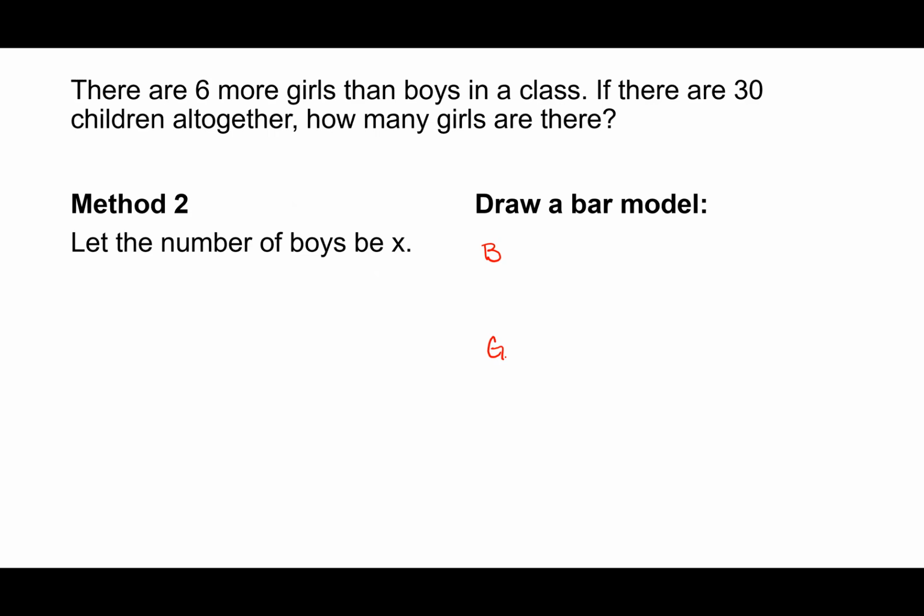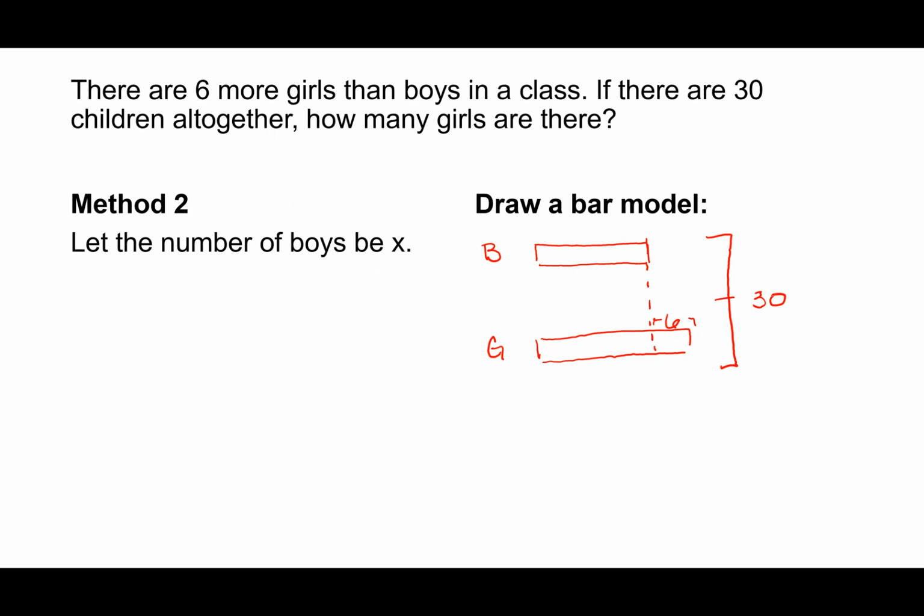Now, do we know how many boys there are in this situation yet? Okay, but we know that girls have 6 more, right? So let's draw the girls bar a little bit longer. And then again, we have these units right here that are equal. And we know that everything equals 30, right? Guys with me? We're using the same answer so that you guys can walk through this method and you already know the answer.